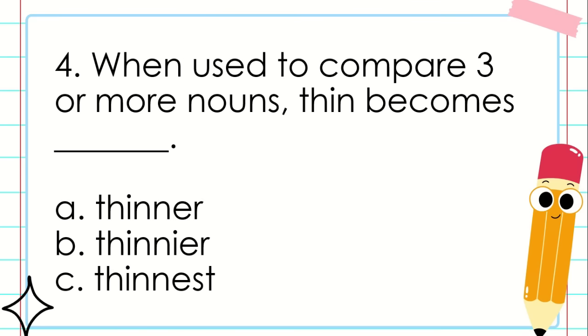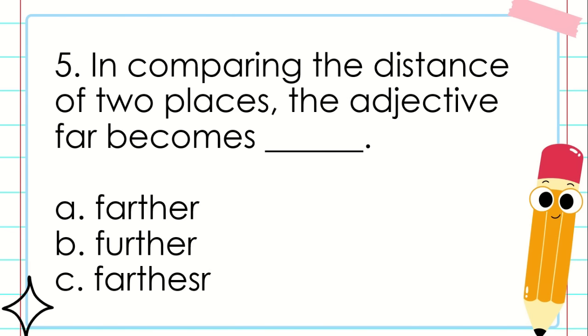Number 4. When used to compare 3 or more nouns, thin becomes A. Thinner, B. Thinner, C. Thinnest. Number 5. In comparing the distance of two places, the adjective far becomes A. Farther, B. Further, C. Farthest.